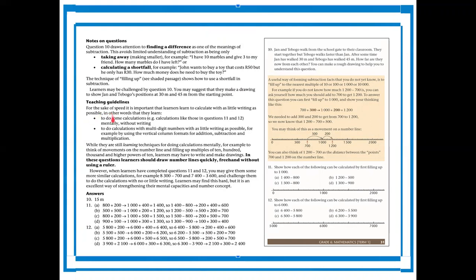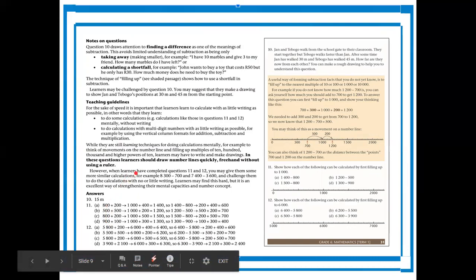Okay, so it looks like you guys have learned these short addition, subtraction, and multiplication methods. While there are still learning techniques for doing calculations mentally, for example, to think of movements on the number line and filling up multiples of 10, 100, thousand, and higher powers of 10, learners may have to write and make drawings. In these questions, learners should draw number lines quickly, freehand, without using a ruler. So don't worry about neatness, just draw them quickly, so you can see how the question can be done and help you to visualize it.